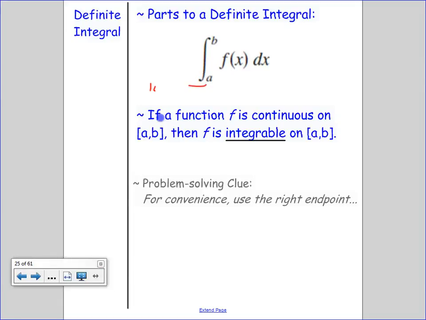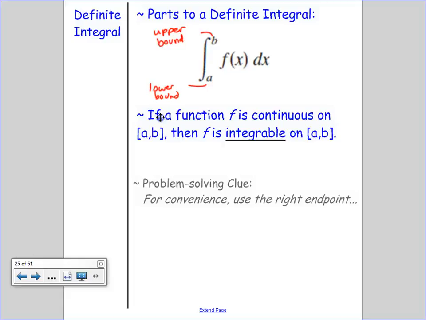We have our lower bound. We have our upper bound. We're saying if a function f is continuous on a to b, then f is integrable. Integrable, I don't even know how to say it. Anyway, it can be integrated, AKA the integral will exist. Actually, it doesn't have to be differentiable to be integrable.